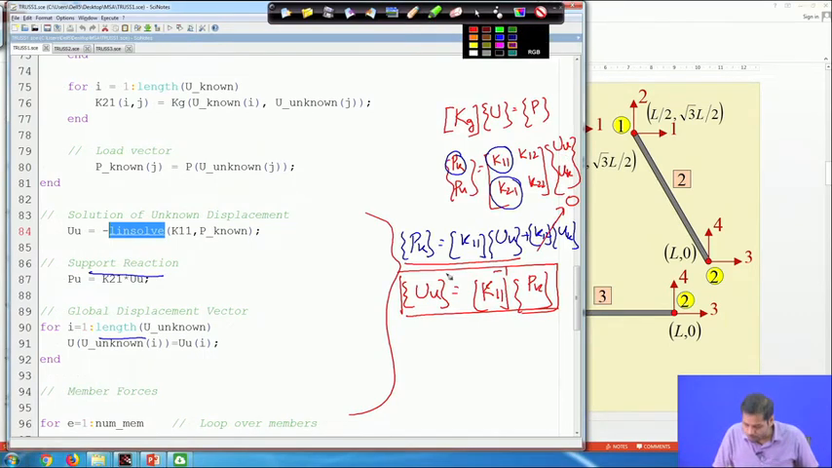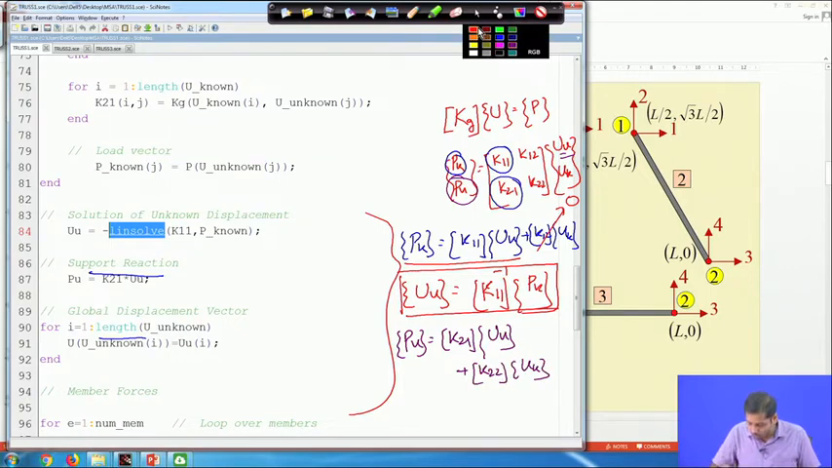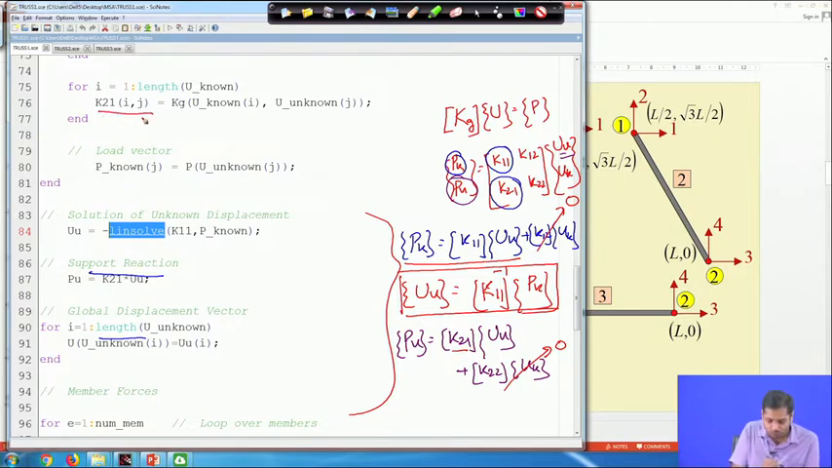Now UU is known, then we have to find out what P unknown is. P unknown is essentially the forces where you have the constraint, so this essentially gives the support reactions. In order to get the support reactions, we use the second set of equations: P unknown is equal to K 21 into U unknown, which we have already determined, plus K 22 into U known. Since U known is 0 here, this part is 0, that is why K 22 is not calculated here. K 21 is already calculated, and U unknown is already solved, so from this expression we get P U. So, this gives you the support reactions.